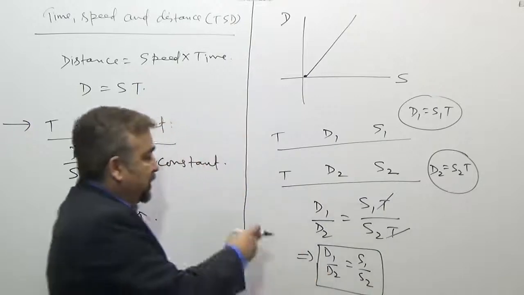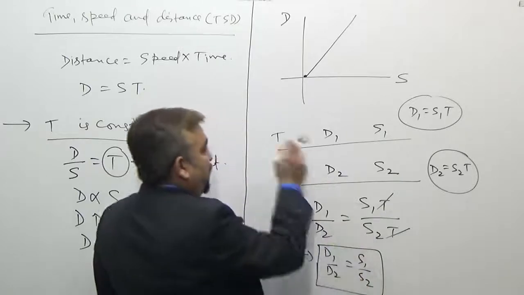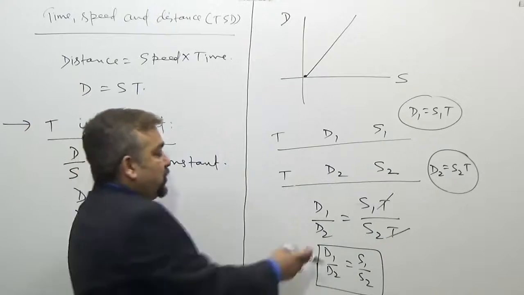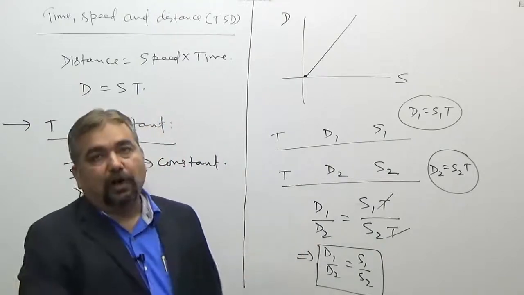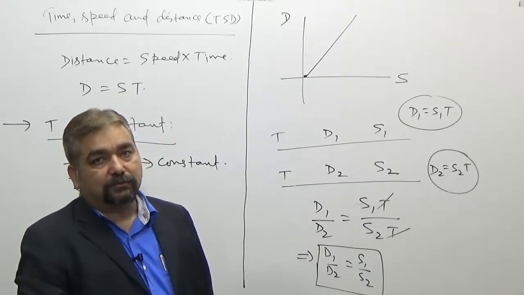That is, the ratio of distances traveled equals the ratio of speeds, provided time is the same. This ratio will be used while solving the questions. I hope you understand this.